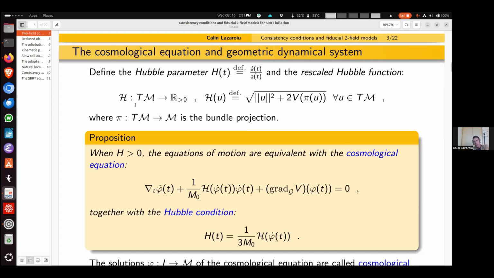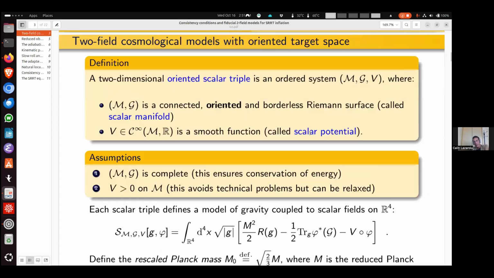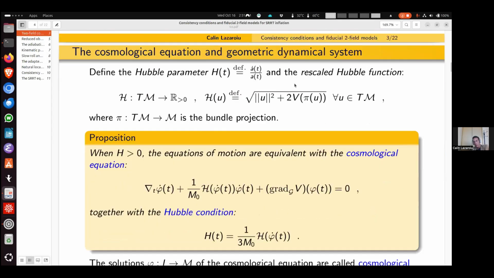And it is also convenient to define the so-called rescaled Hubble function. This is a function defined on the total space of the tangent bundle to the surface M. Okay, so this TM is a 4 manifold, with values in the positive half axis. And it's defined by this formula. So for every u, which is an element of TM, you consider the norm of u with respect to this Riemannian metric G that you had on M. You square that, and you add to it twice the value of the potential evaluated at pi of u, where pi is the bundle projection of the tangent bundle to M. So pi goes from TM into M. Pi of u is a point in M, so you can evaluate V at the point pi of u.